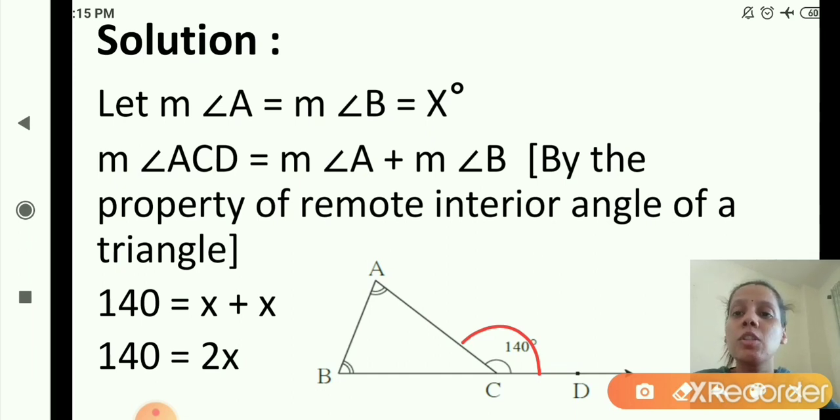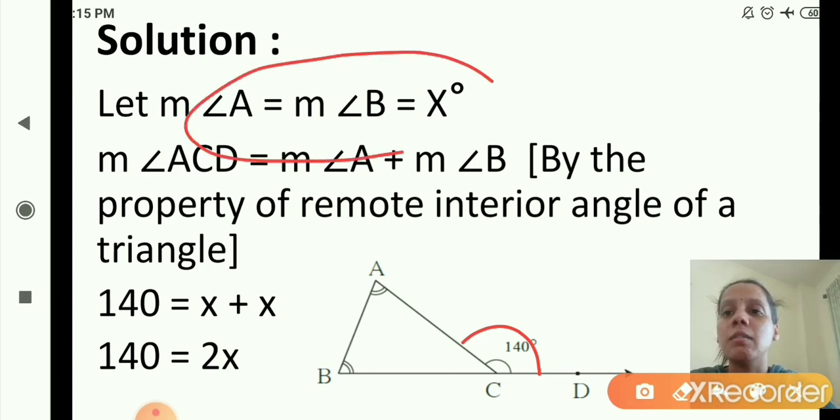Okay, so we will write down in the bracket, by the property of remote interior angle of a triangle. So measure of angle ACD is equal to measure of angle A plus measure of angle B. Now we will put the values. What is the measure of angle ACD? 140 degree, correct. And what is the measure of angle A? X degree. What is the measure of angle B? X degree, that we have considered here. So 140 is equal to x plus x, right? Then 140 is equal to x plus x is 2x, correct.